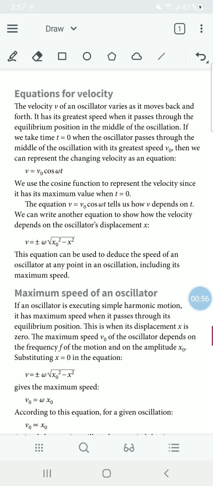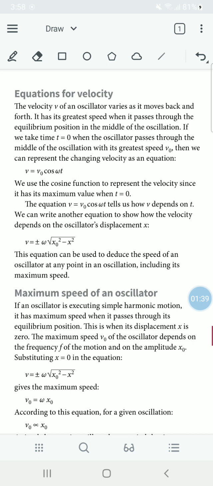We use the cosine function to represent the velocity since it has a maximum value when t equals 0. If you can connect this equation to the earlier situations, you will understand why we have used cos here. The equation V equals Vo cos omega t tells us how V depends on t. So velocity depends on the time.